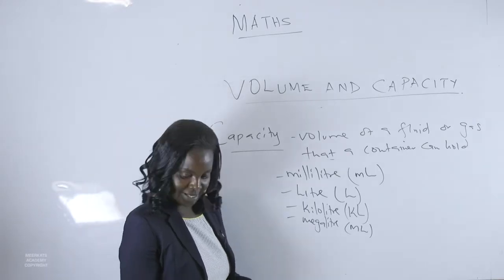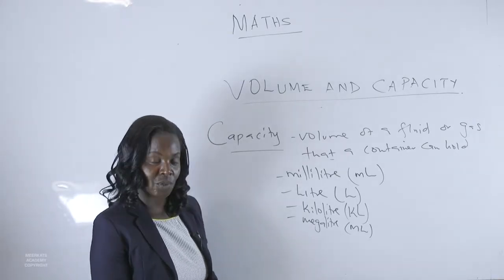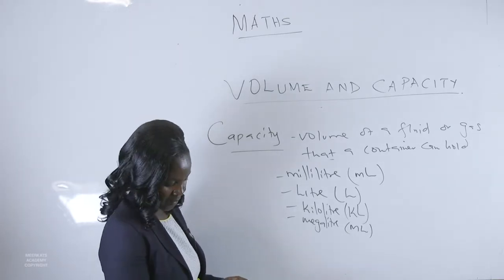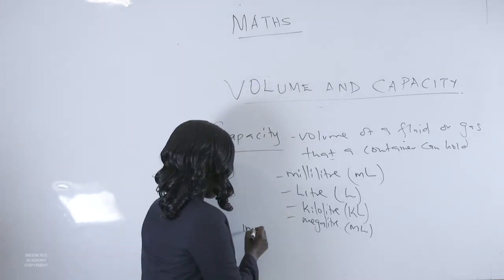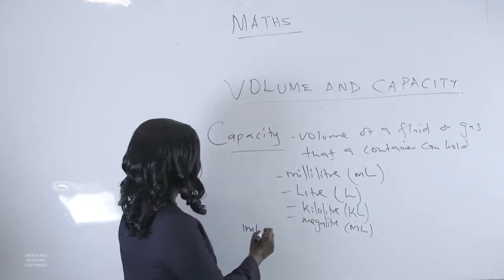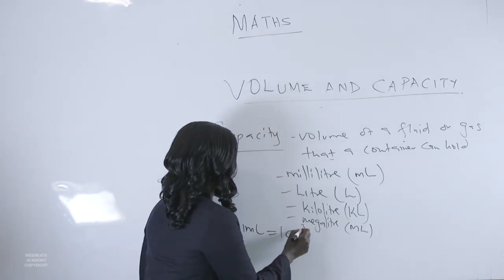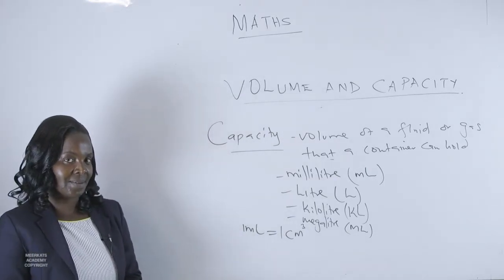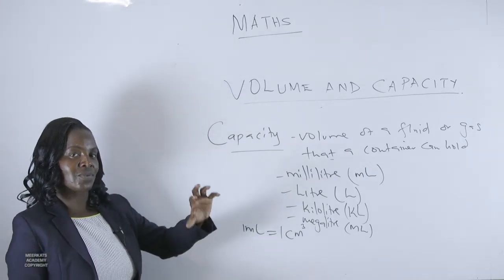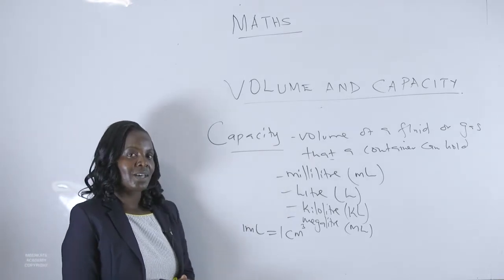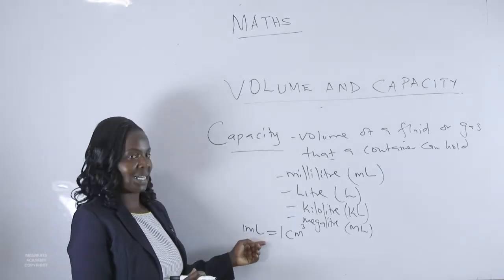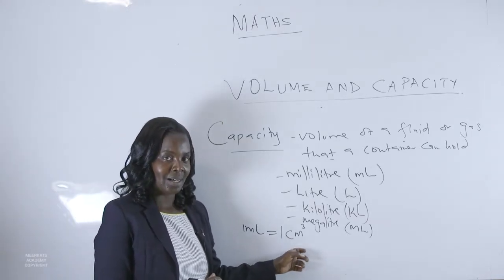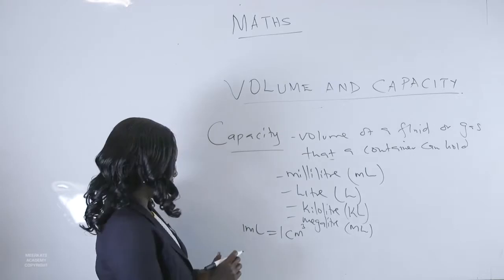Let us understand, again, if we are supposed to convert from one unit to the other, how do we go about it? So 1 milliliter is equal to 1 cubic centimeter. Remember, we have talked of cubic centimeters in volume. So we are saying if you have 1 milliliter in capacity, it is equal to 1 cubic centimeter.